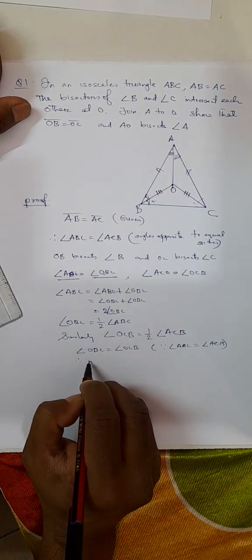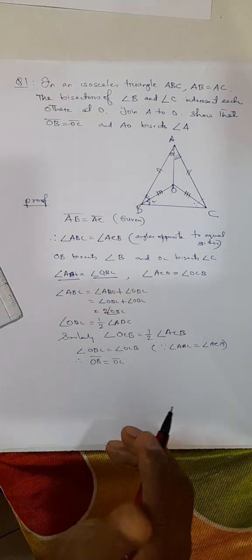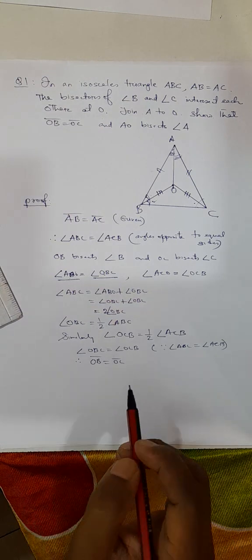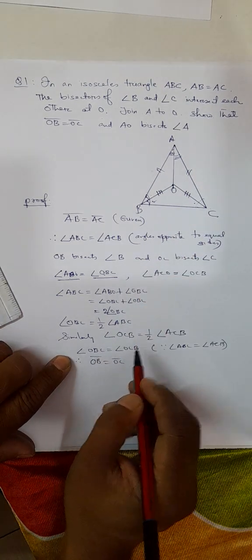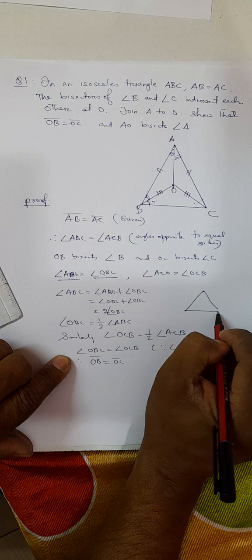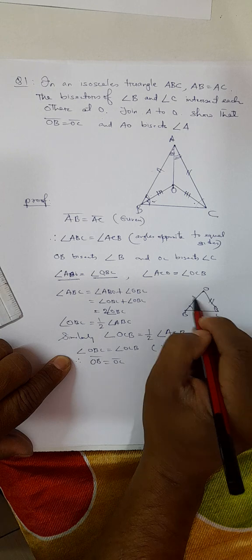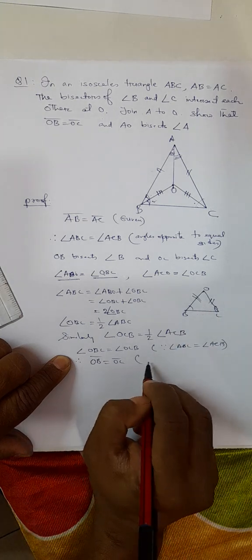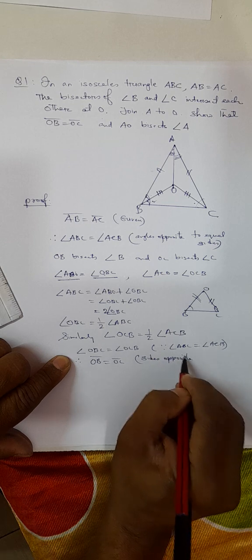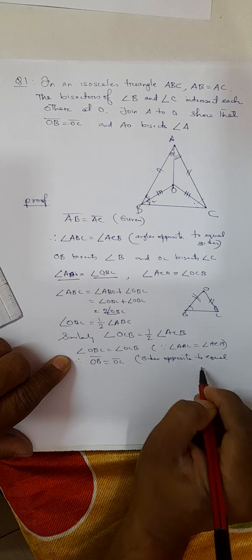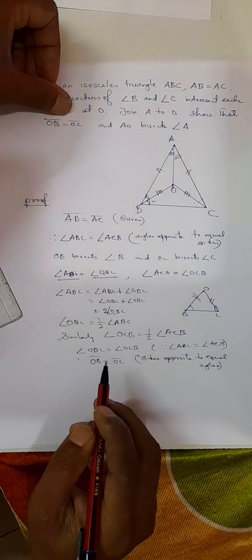Therefore, OB equals OC. We know that in a triangle, if two angles are equal, then their opposite sides are equal. In triangle OBC, we find that angle OBC equals angle OCB, so their opposite sides are equal. Therefore, OB equals OC. Reason: sides opposite to equal angles are equal. So one thing is proved.